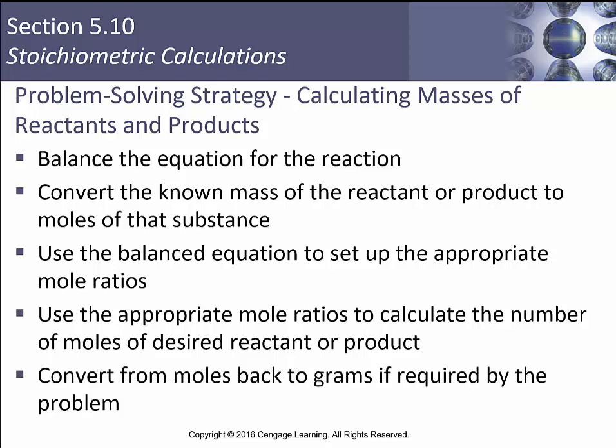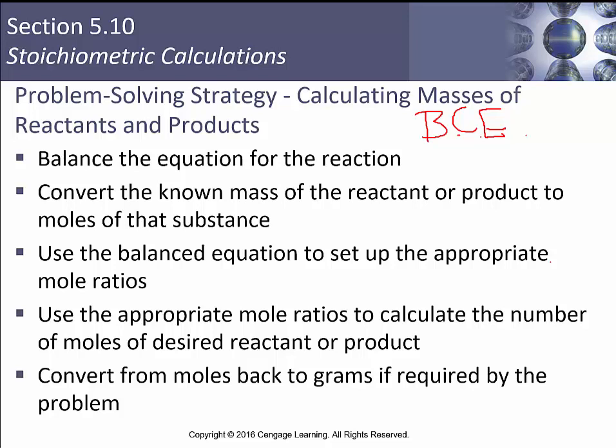So let's do some more stoichiometric calculations. Our summary is step 0, not even step 1, step 0: balance the chemical equation. Step 0 is going to be your BCE. If you know nothing else, balance that chemical equation. You need it. Convert the known mass of the reactant or product to the moles of the substance. Use the BCE to determine the mole ratios. Figure out what your mole ratios are. Then use those ratios to calculate the number of moles of desired reactant or product. You could compare moles of product to moles of product.